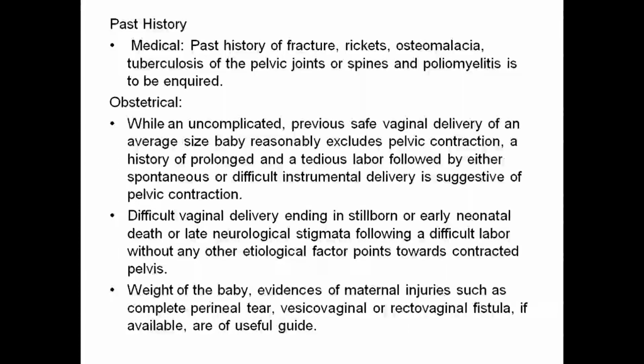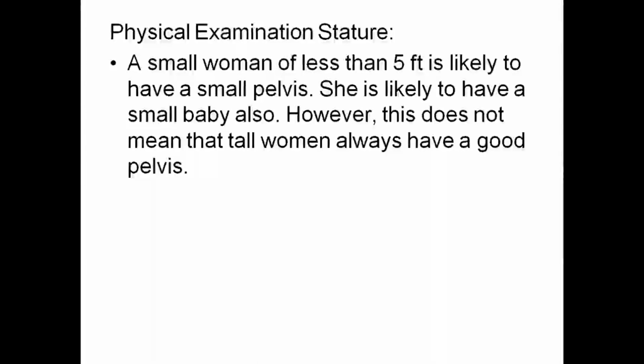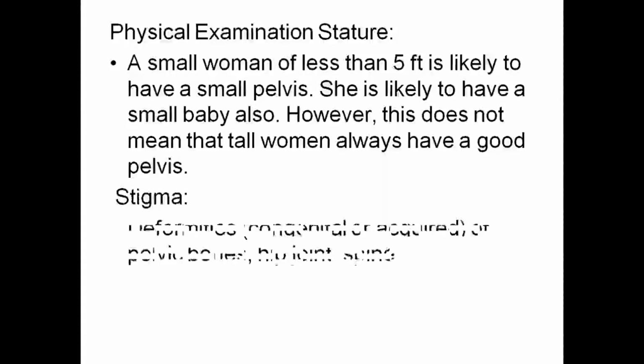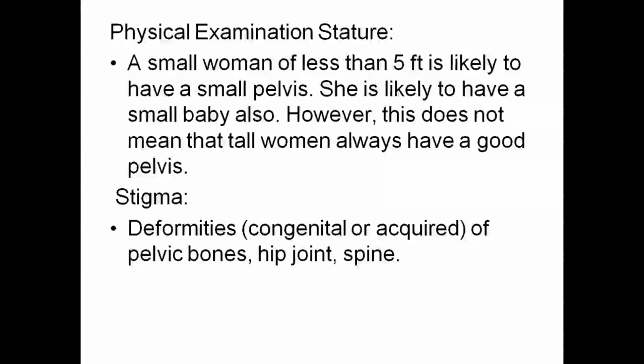Weight of the baby and evidence of maternal injuries, like complete perineal tear, vesicovaginal or rectovaginal fistula, if available, are a useful guide. Physical examination: in stature, a small woman of less than 5 feet is likely to have a small pelvis. She is likely to have a small baby also. However, this does not mean that a tall woman always has a good pelvis. Look for stigmata, deformities of congenital or acquired origin in the pelvic bones, hip bones and joints.